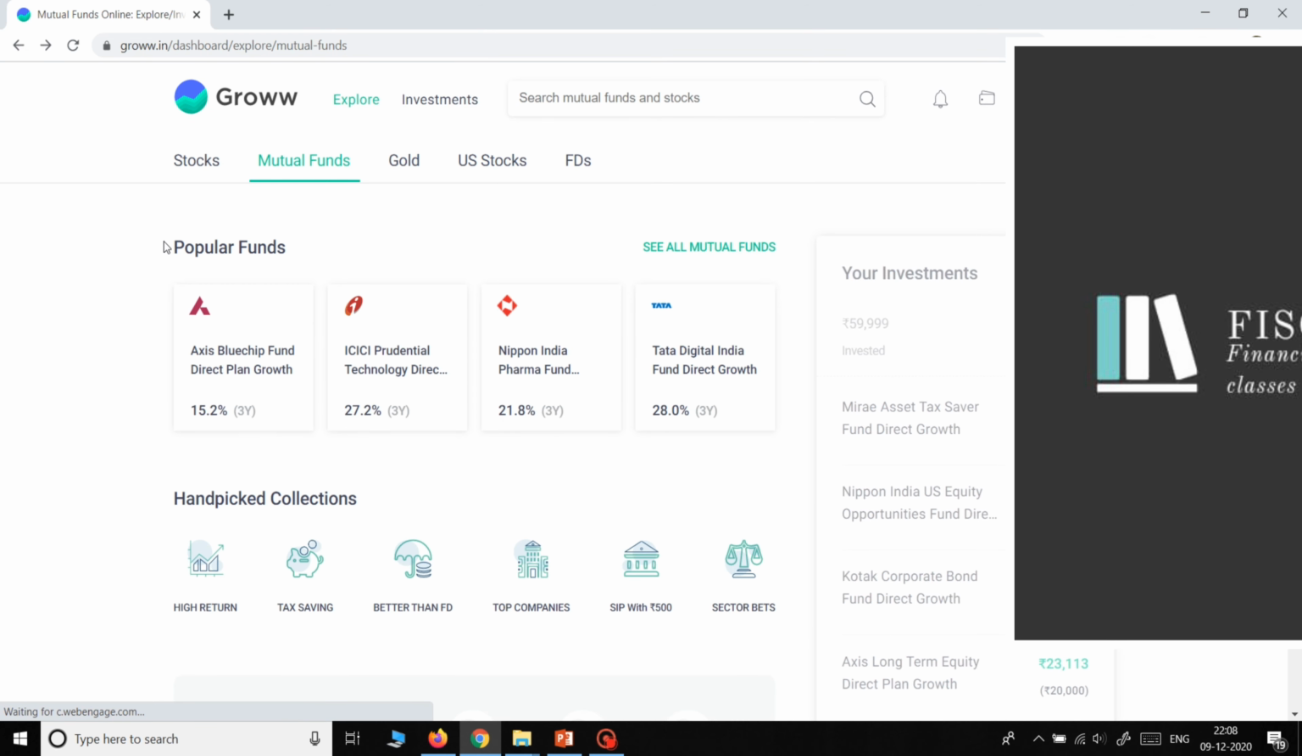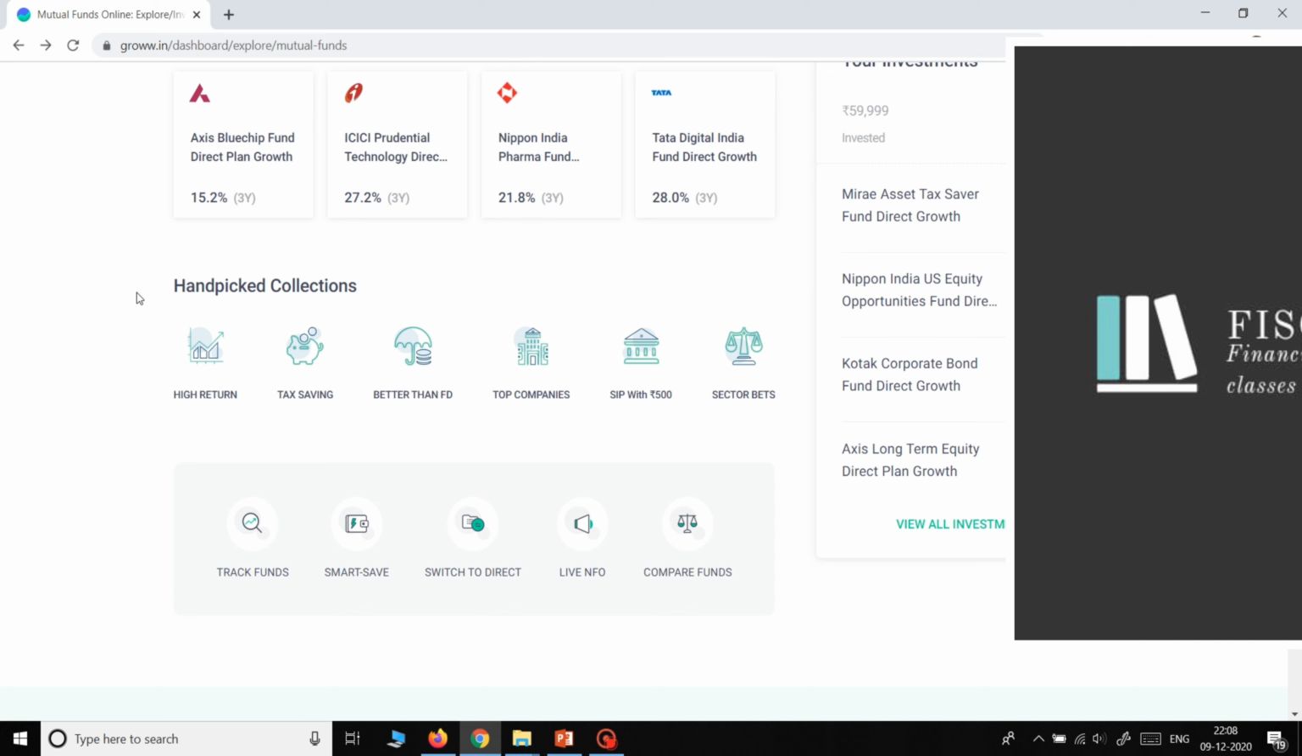What we see here is there are some collections, like high return stocks. This collection will give you the details of all the mutual funds which are providing high return. As you all know, high return means high risk. The second one is tax saving. This category contains all the funds which are based on the ELSS scheme of the government of India, where you can get tax benefit by investing in such mutual funds.